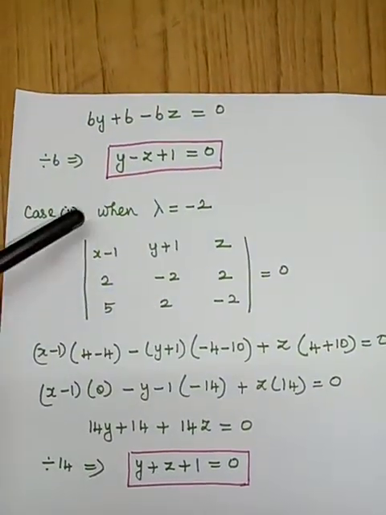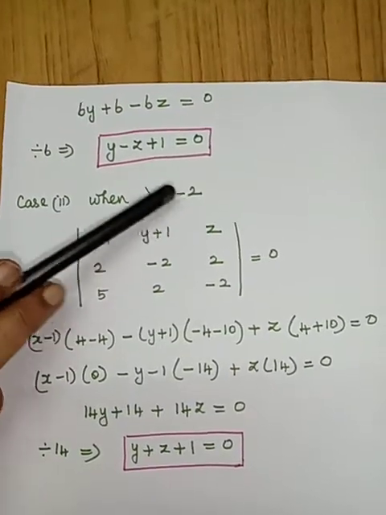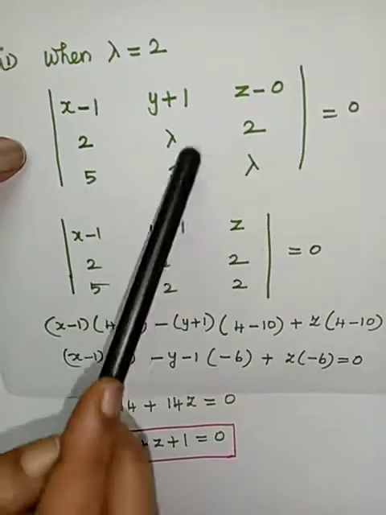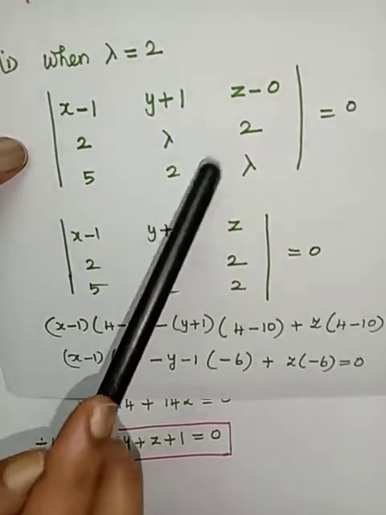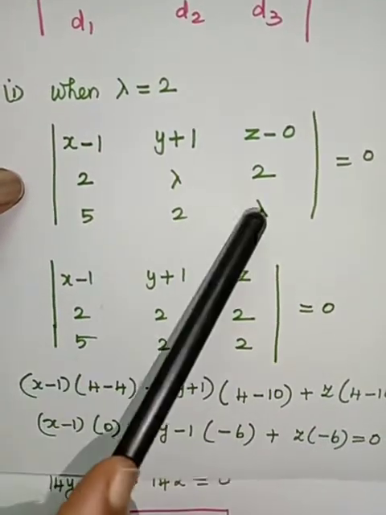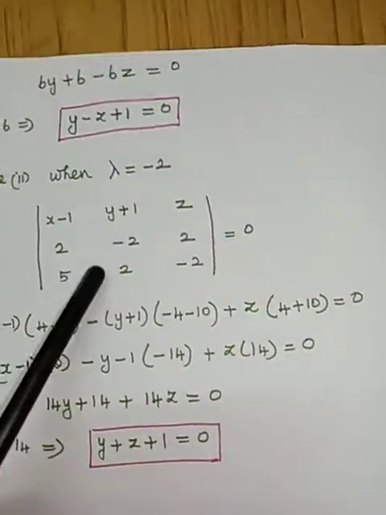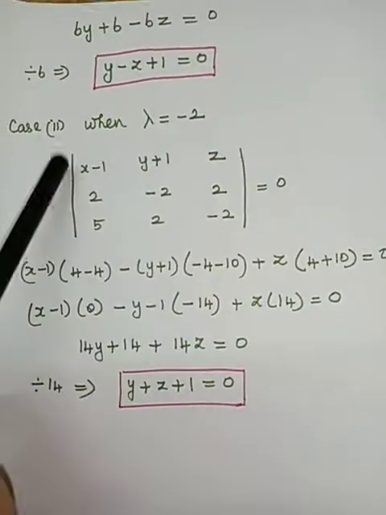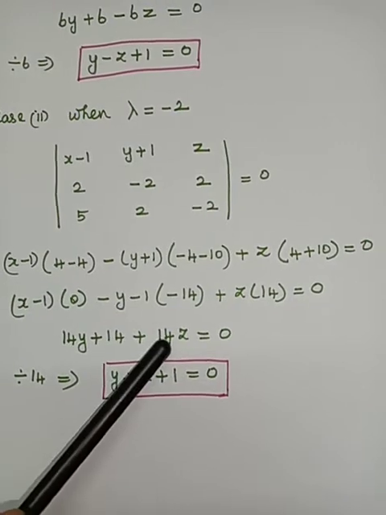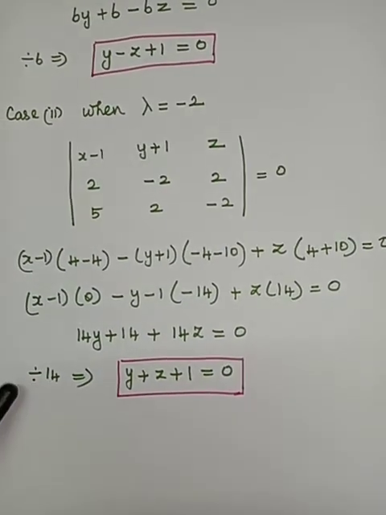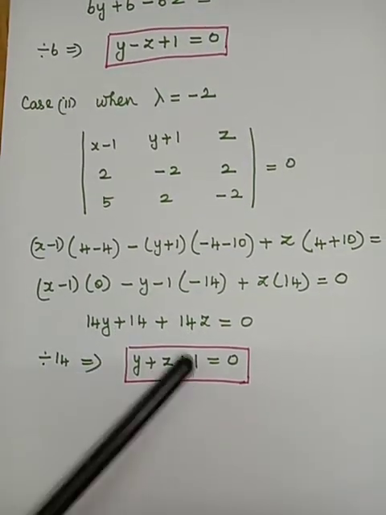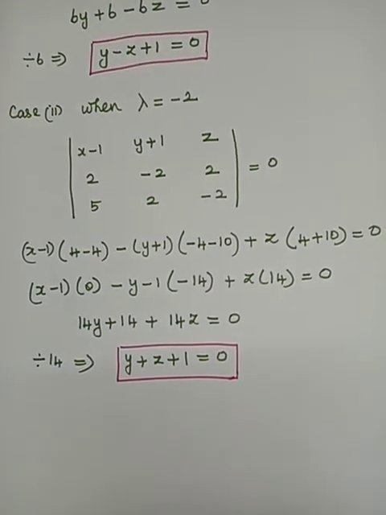So next we have to take lambda is equal to minus 2. So what is asked? The equation of the plane. So we have substituted and we have written this. This is the equation of the plane. So in the place of lambda you have to substitute now lambda is equal to minus 2. So you will get this determinant. When you expand by R1, you will get the answer as 14y plus 14 plus 14z is equal to 0. When it is divided by 14, you will get the answer as y plus z plus 1 is equal to 0. Thank you, students.